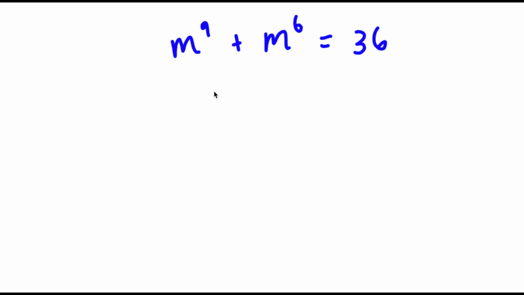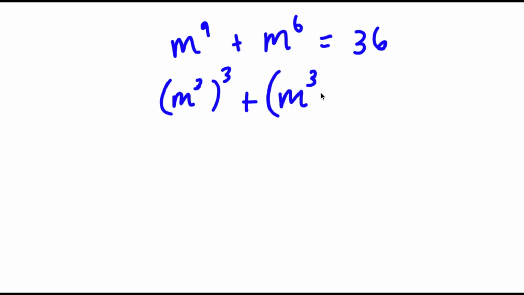Alright, so in this problem, I have m to the power of 9 plus m to the power of 6 is equal to 36. So in the first step, we write m to the power of 9 as m to the power of 3 to the power of 3. And then we write m to the power of 6 as m to the power of 3 to the power of 2. And this is equal to 36.